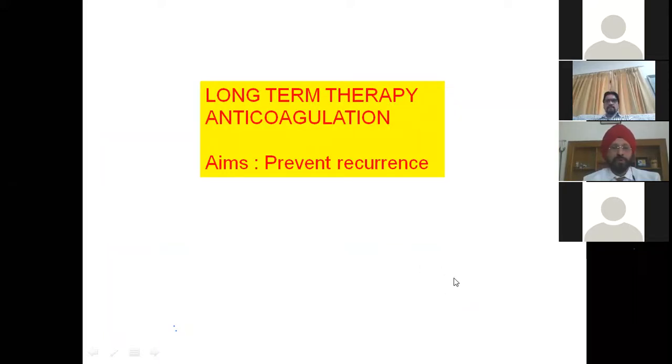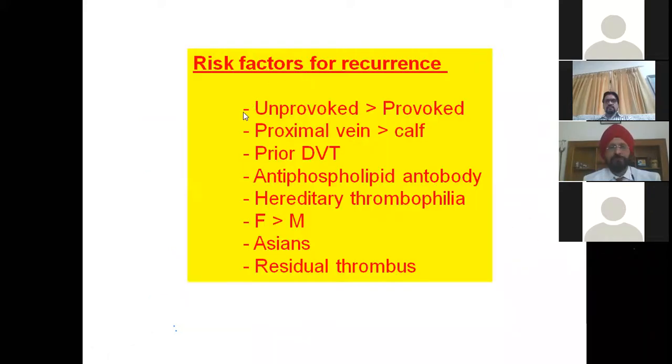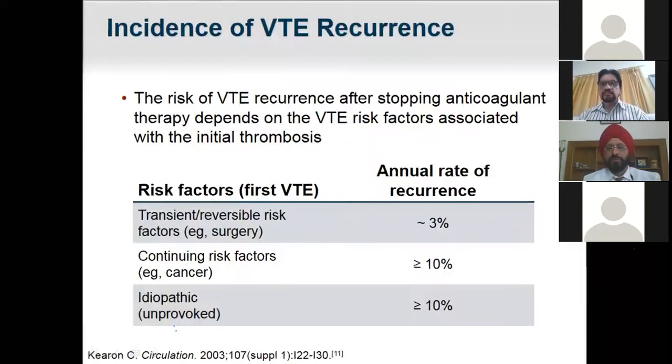That's long-term anticoagulation. Why do you want that? In provoked VTE, generally there is less incidence of recurrence because there's a transient factor like surgery, or there is a factor like cancer, which may not be transient, or unprovoked, where you do not know the cause. Unprovoked, higher incidence of recurrence, proximal vein, more incidence, prior DVT, thrombophilia. And these are the patients you have to give long-term treatment.